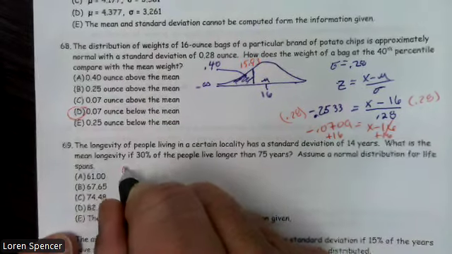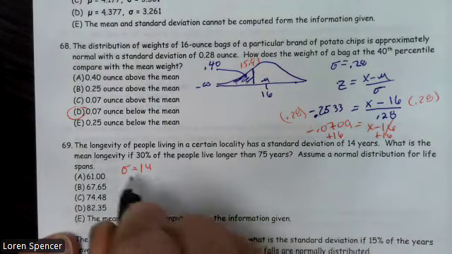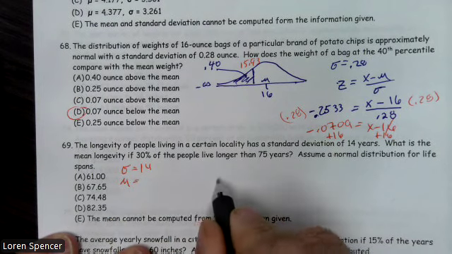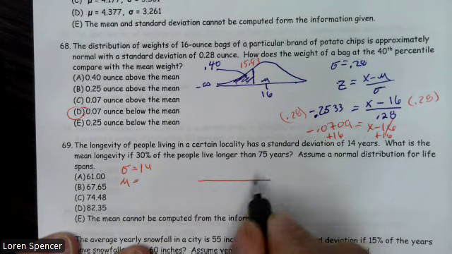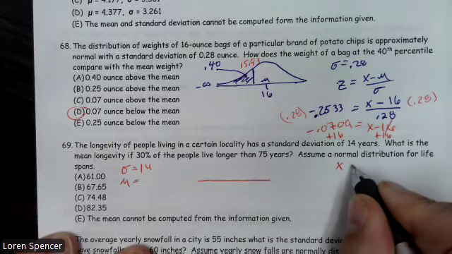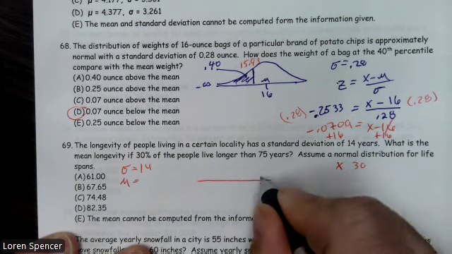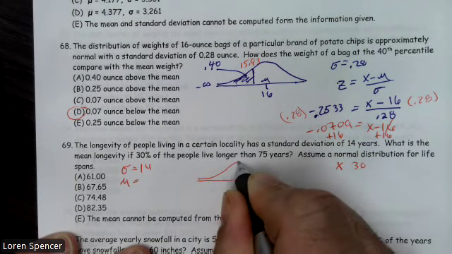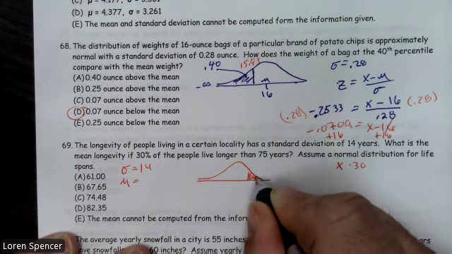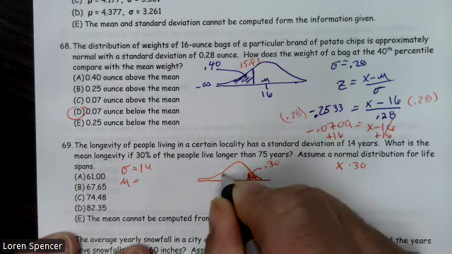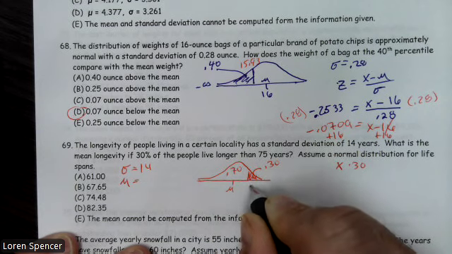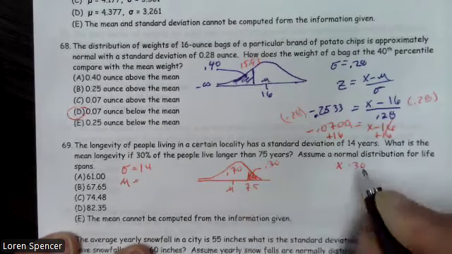All right, the longevity of people living in a certain locality has a standard deviation of 14. What is the mean? We don't know it. If 30% are living longer than 75 years. So again, x, 30, so we're above it. Okay, that's important to know. So x is above it. That means we're shading from this direction. So this is 0.30. This over here is 0.70. We don't know the mean, but we know that this is 75.